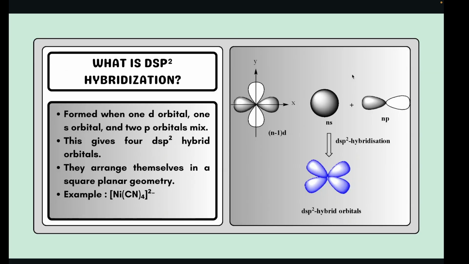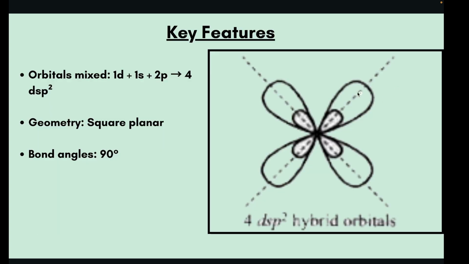Next is dsp2 hybridization. It involves mixing of one d orbital, one s orbital and two p orbitals and produces 4 dsp2 hybrid orbitals. These orbitals are arranged in square planar geometry. It is found in transition metal elements. So this is the square planar geometry and the bond angles will be 90 degrees. It is found in transition metal complexes.